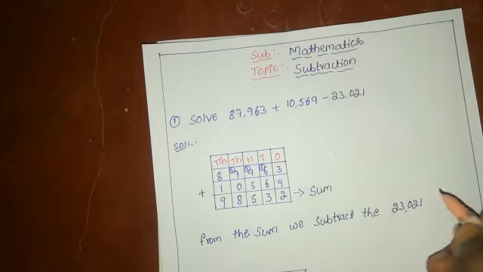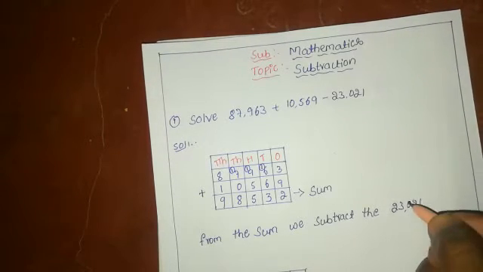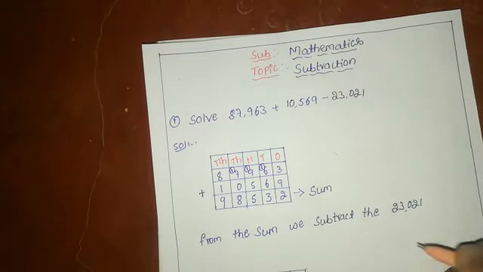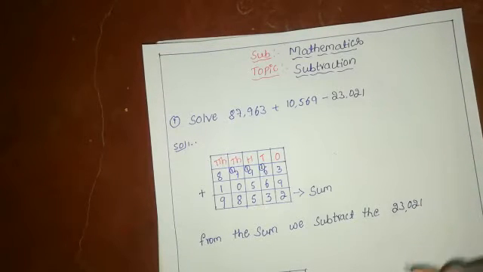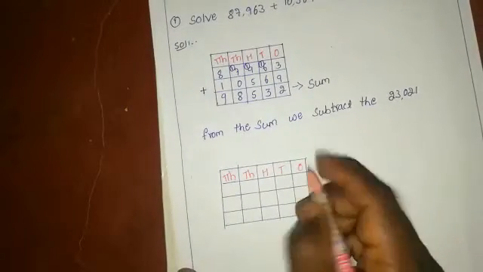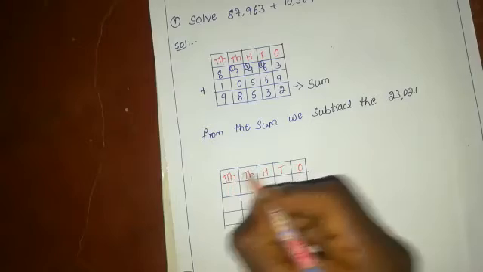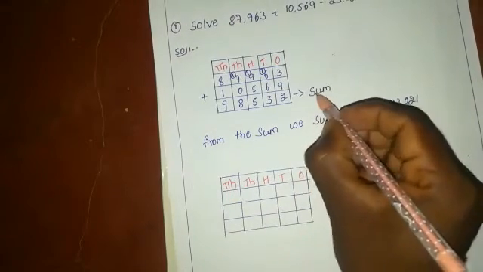Before going to the subtraction, again we draw the place value chart and write the numbers in columns correctly. Then we have to subtract the two numbers. Now this is your place value chart: ones, tens, hundreds, thousands and ten thousands. At first we have to write the sum. What's the sum?